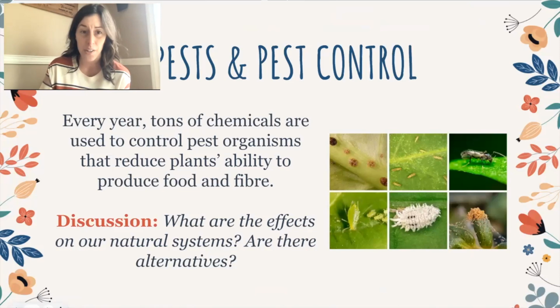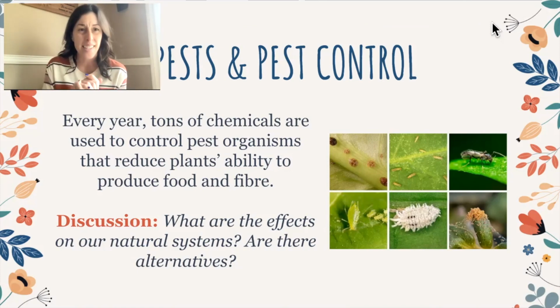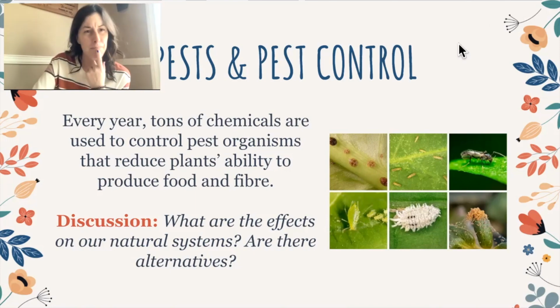So every year, tons of chemicals are used to control pest organisms that reduce a plant's ability to produce food and fiber. What are the effects on our natural systems, and are there any alternatives? So go ahead, I'm going to pause this. Use the chat feature. What are the effects on an ecosystem by using chemicals?